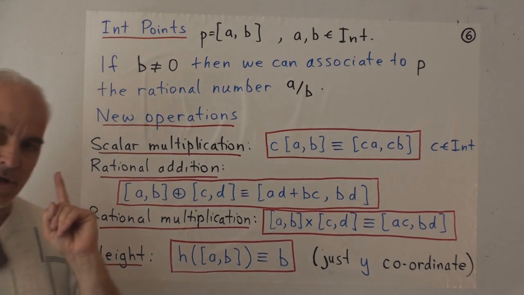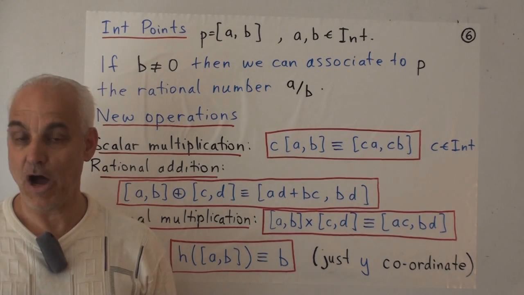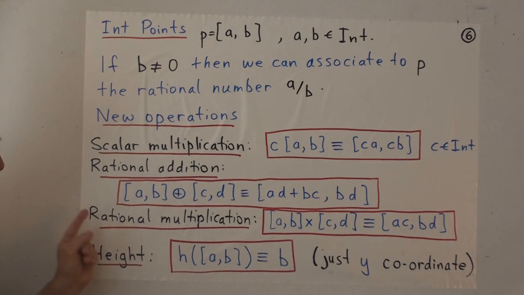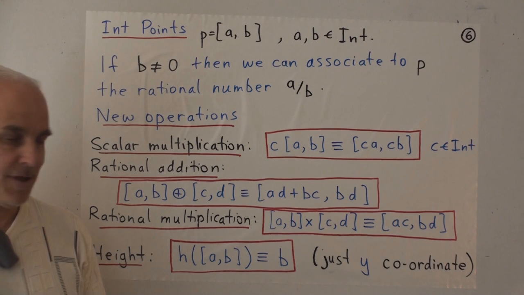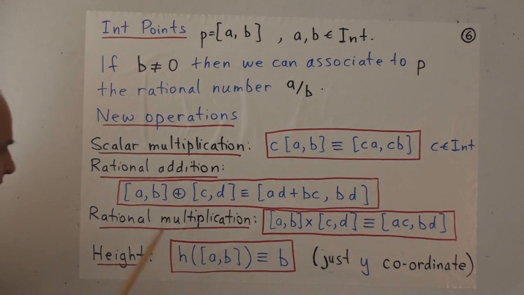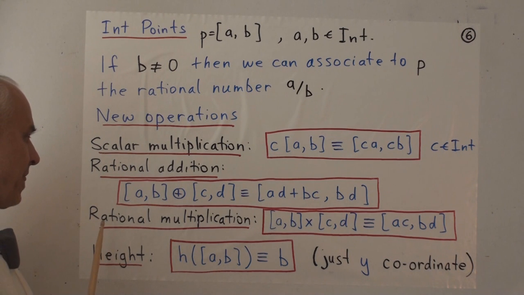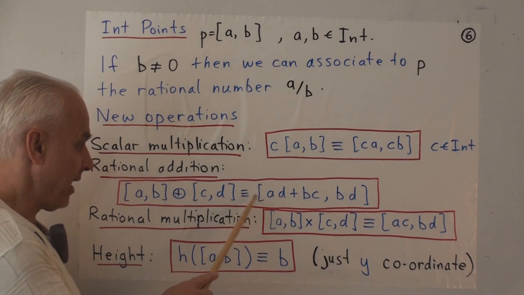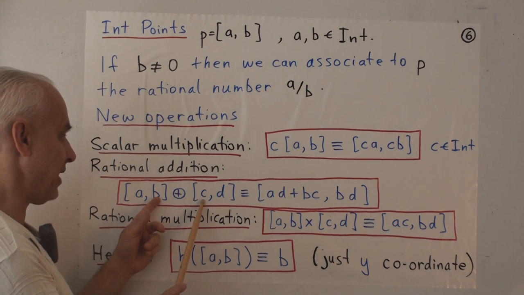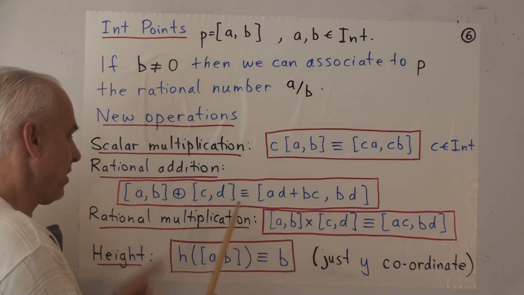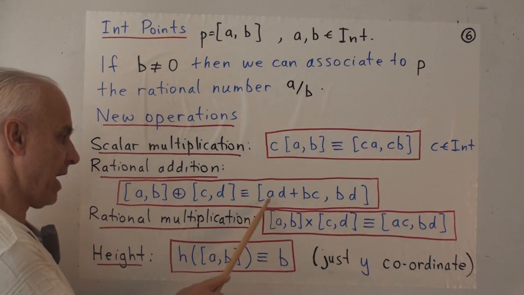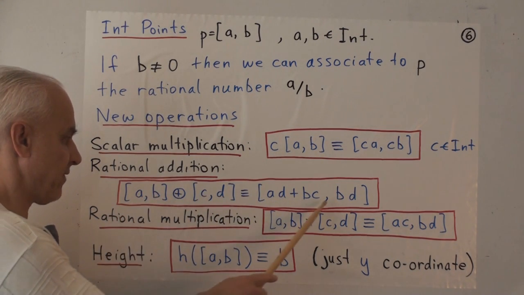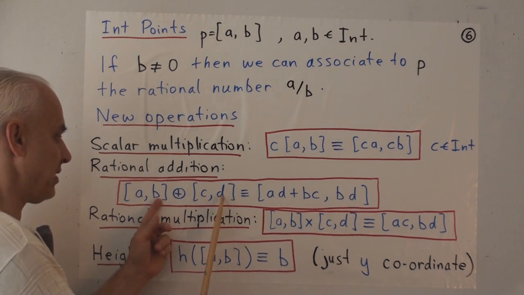And now we're going to introduce two new operations on integral points, called rational addition and rational multiplication. And here are the definitions. So the rational sum of the point (a, b) and the point (c, d) is the point (ad plus bc, bd). And ad, of course, means a times d. So a times d plus b times c, that's the first entry. And the second entry is just b times d.